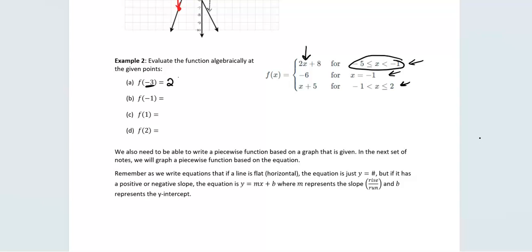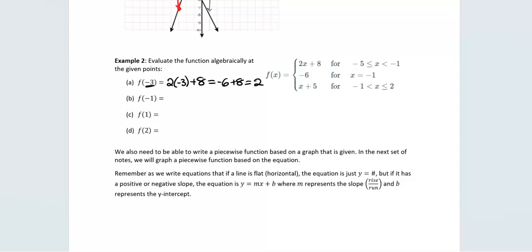So we're going to have 2 times -3 plus 8. It doesn't always go in that part of the equation, but for this one it does. So it's -6 plus 8. We're just doing math now, which equals 2. So your answer is 2. That was for the -3.